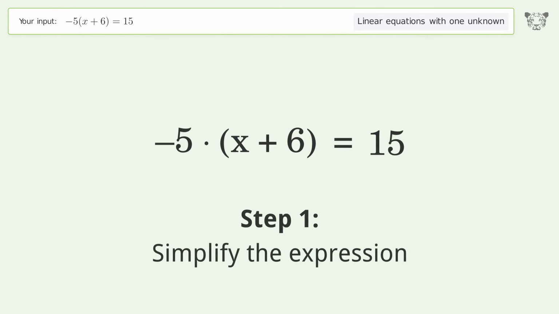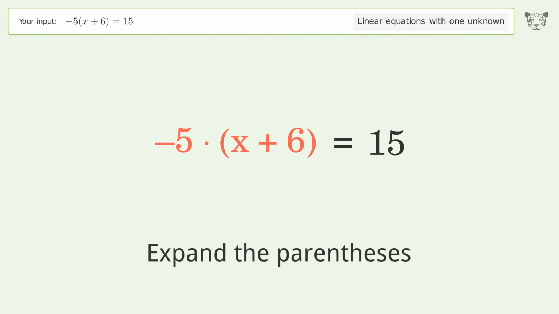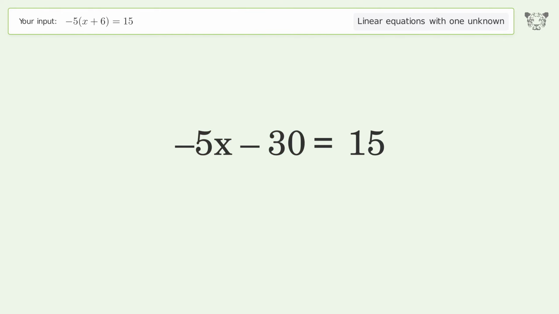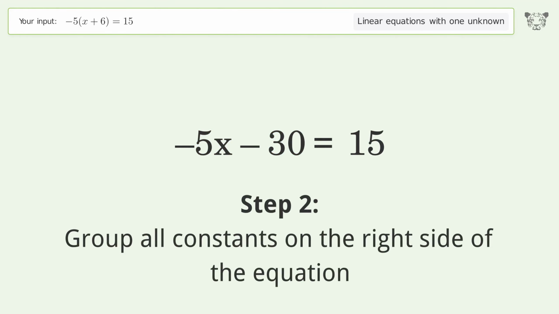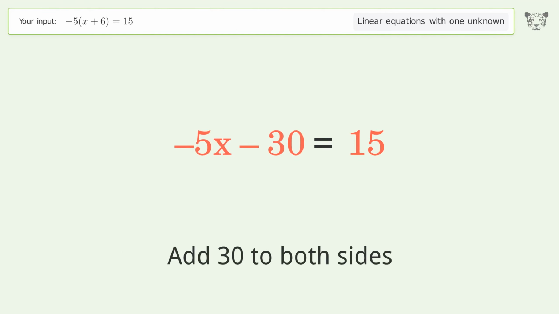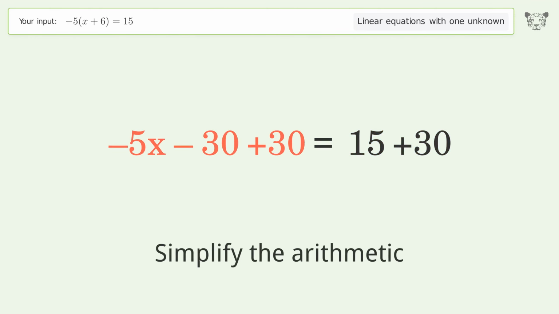Simplify the expression. Expand the parentheses. Simplify the arithmetic. Group all constants on the right side of the equation. Add 30 to both sides. Simplify the arithmetic.